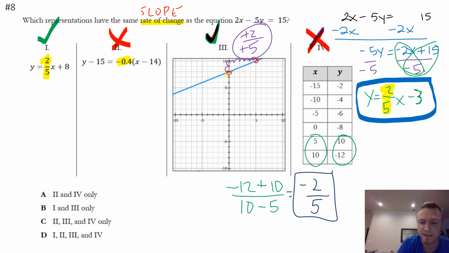So this would leave us to answer choice B. It would be 1 and 3 only. On the test review posted in the classroom, it might have been 1 and 4 only on accident. That's a typo. Definitely 1 and 3.